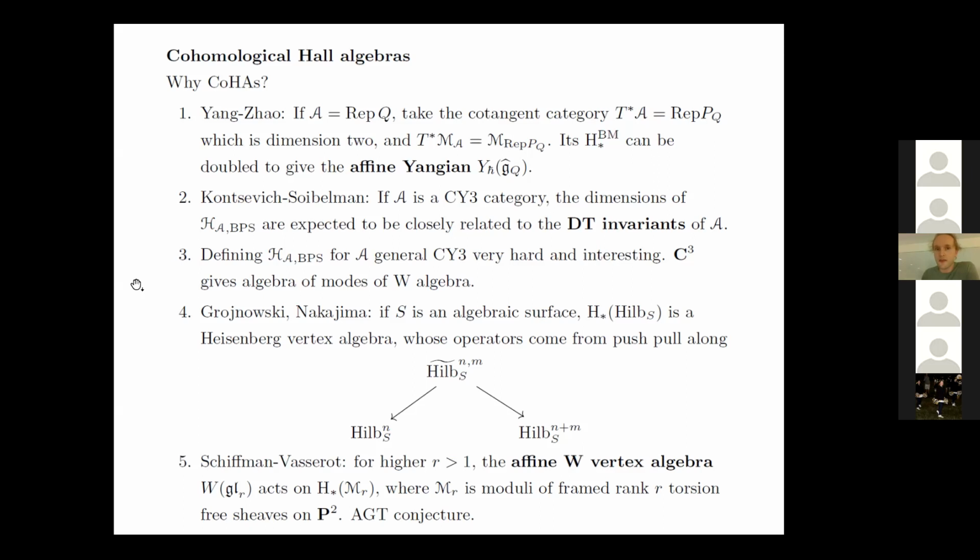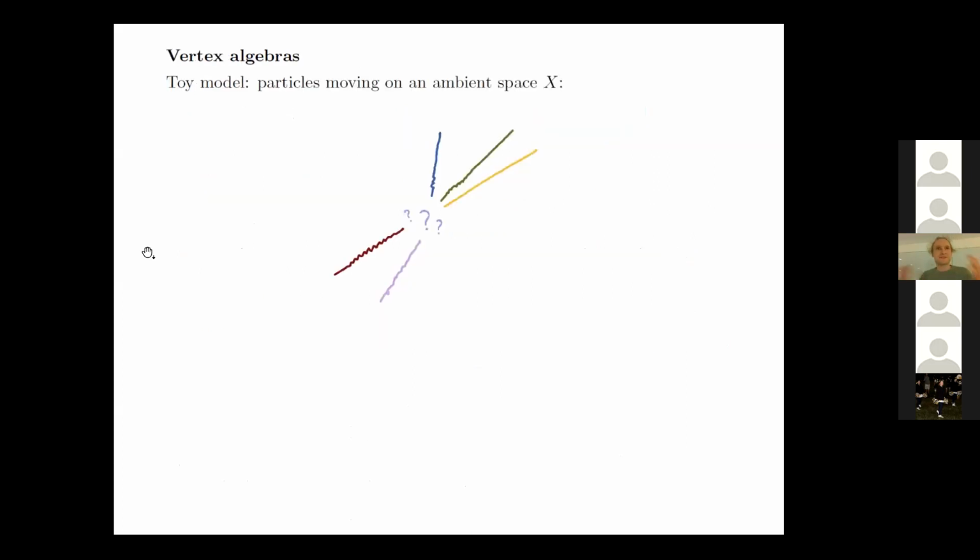Okay, so are there any questions about cohomological Hall algebras? Okay, now I'll move on to vertex algebras, which, with apologies to the experts in the audience, I will just sketch a definition. I think that's a bit faster.